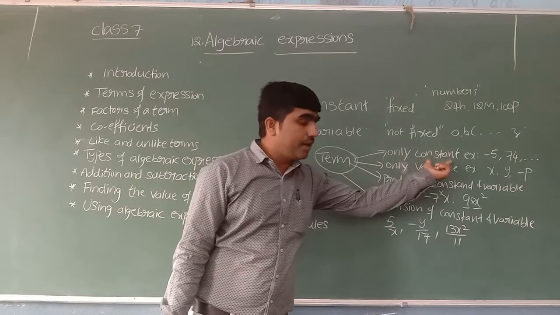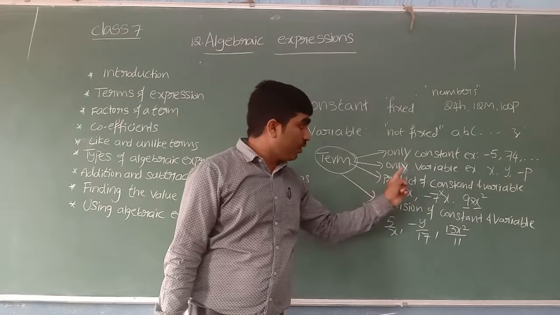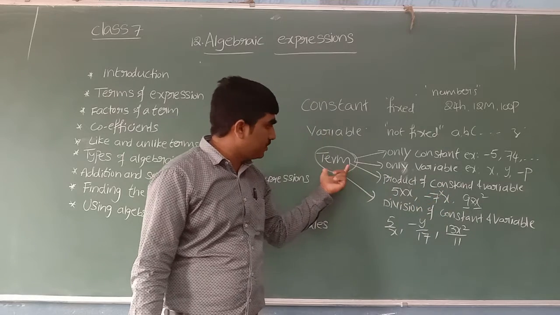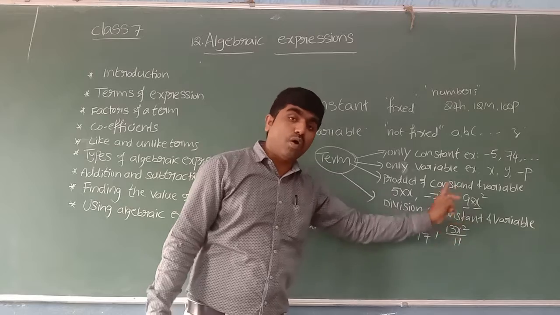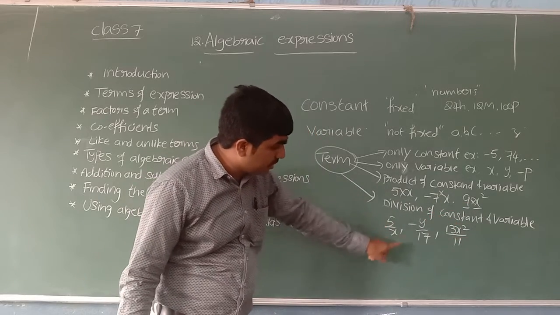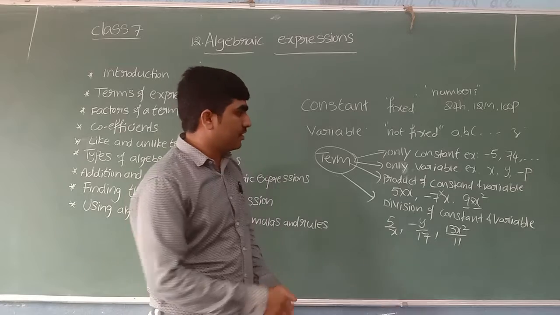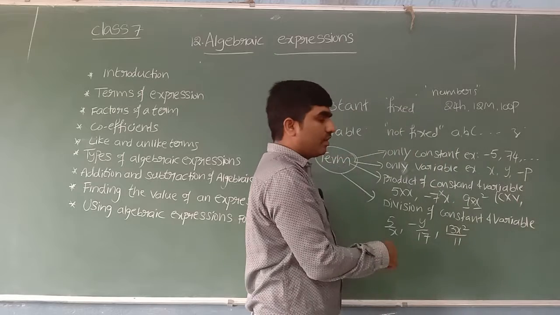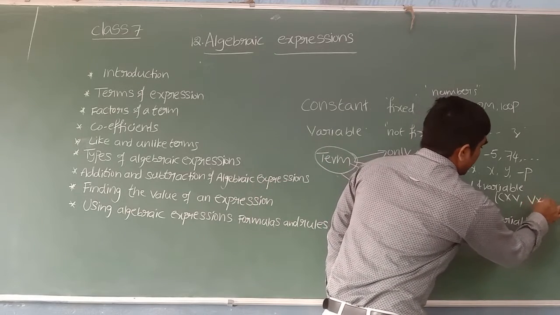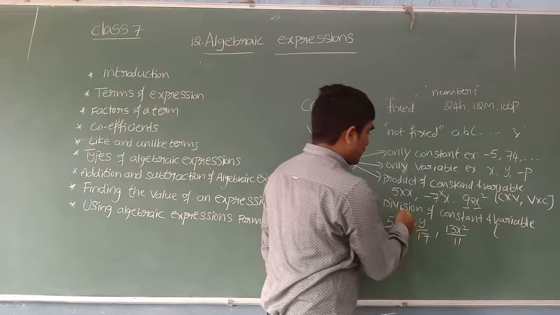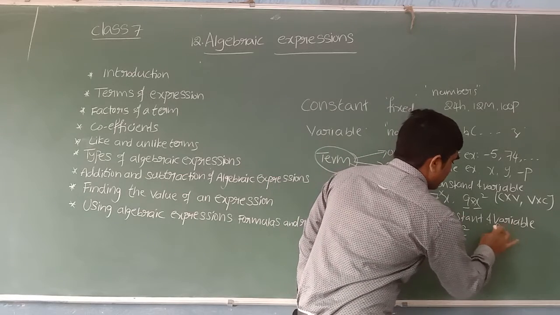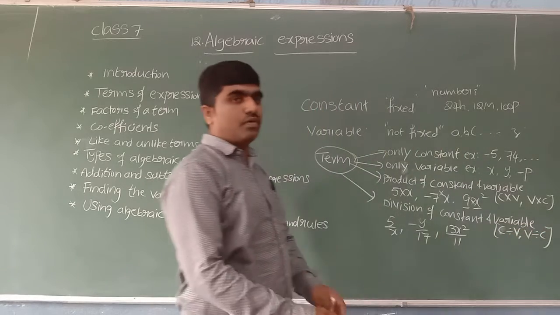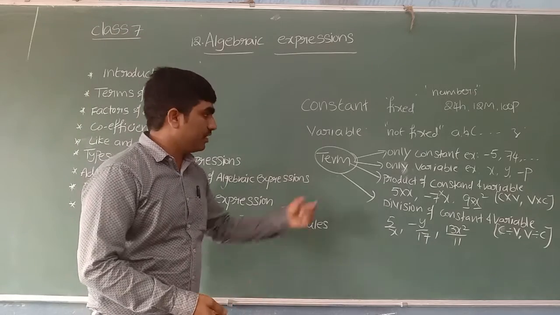Let me repeat once. Only constant is also called a term. Only variable is also called a term. The product of constant and variable is a term. Division of constant and variable, or variable and constant, is also one term. We can say simply like this: the product of constant and variable, C means constant, V means variable, or the product of variable and constant is also a term. Here you can say division of constant and variable, or variable and constant. These are the 4 different ways we have to identify the term.